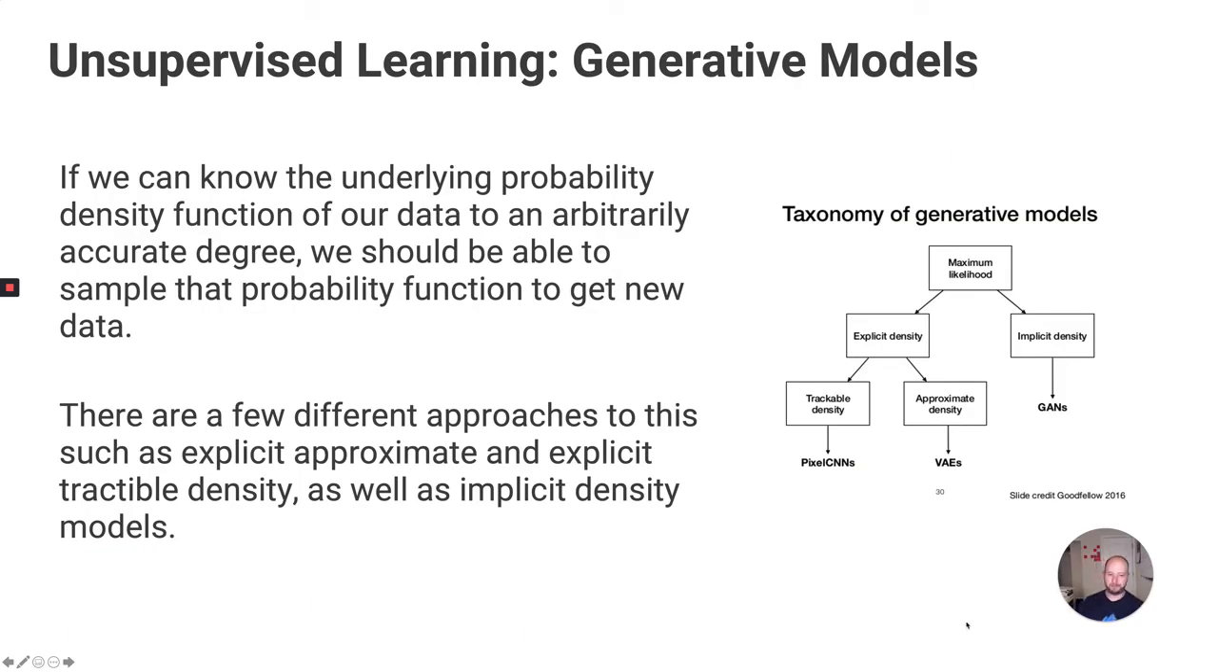So, the very exciting thing, in particular for simulation in games, is generation of new data if we know the underlying structure of a particular set of data. If we do know this underlying probability density function of our data to an arbitrarily accurate degree, then we should be able to sample that probability as well. And if we can do that, then we can generate new data that we have not seen that hopefully looks like, feels like the data that we put into it.